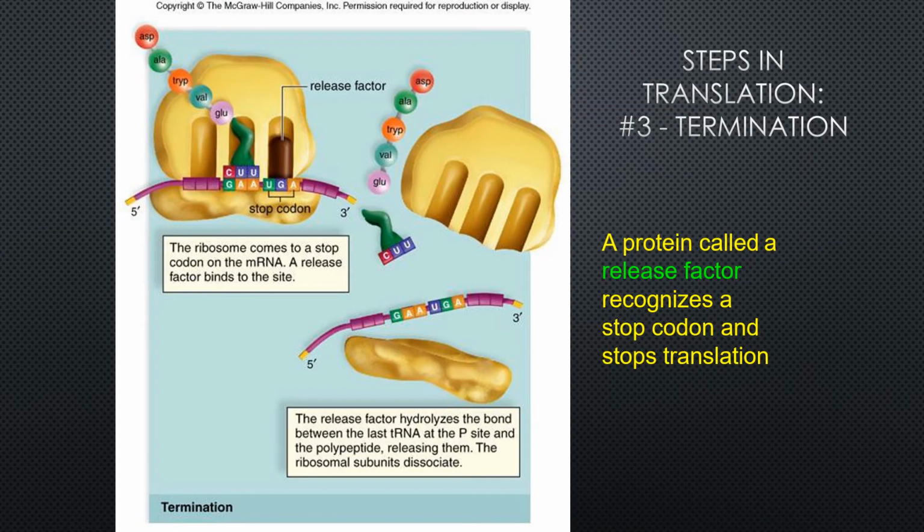Our step 3, of course, is going to be our termination. So a protein comes in to make sure that it's terminated, and that's called a release factor. And that release factor recognizes one of the 3 stop codons, and it stops that translation. So when it does that, then we have a release of our polypeptide, which is, remember, our primary sequence of our protein.